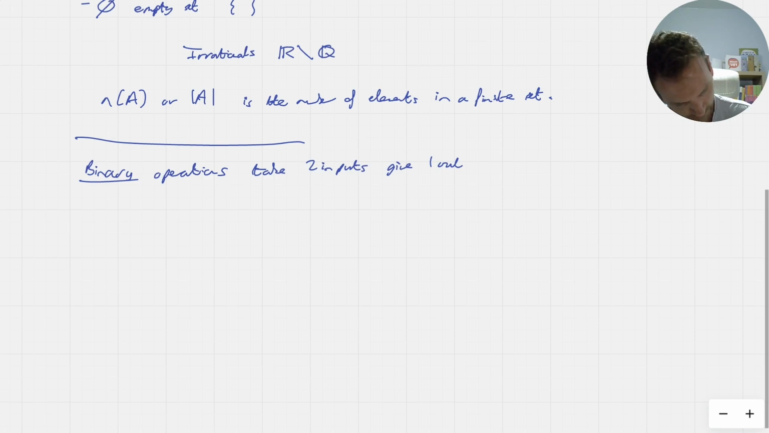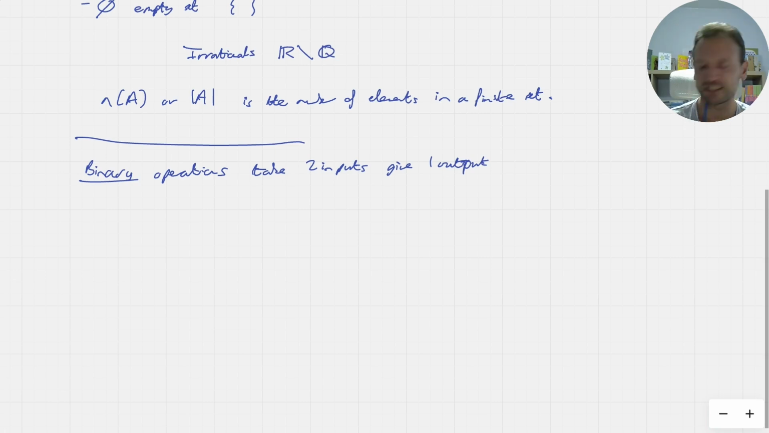Sorry, pen's playing up. Give one output. And there's loads of common examples here. The most common are addition's a binary operation because you need to give me two numbers for me to add them together. You give me one output. Subtraction's a binary operation. Multiplication, division. So the most common operations there.